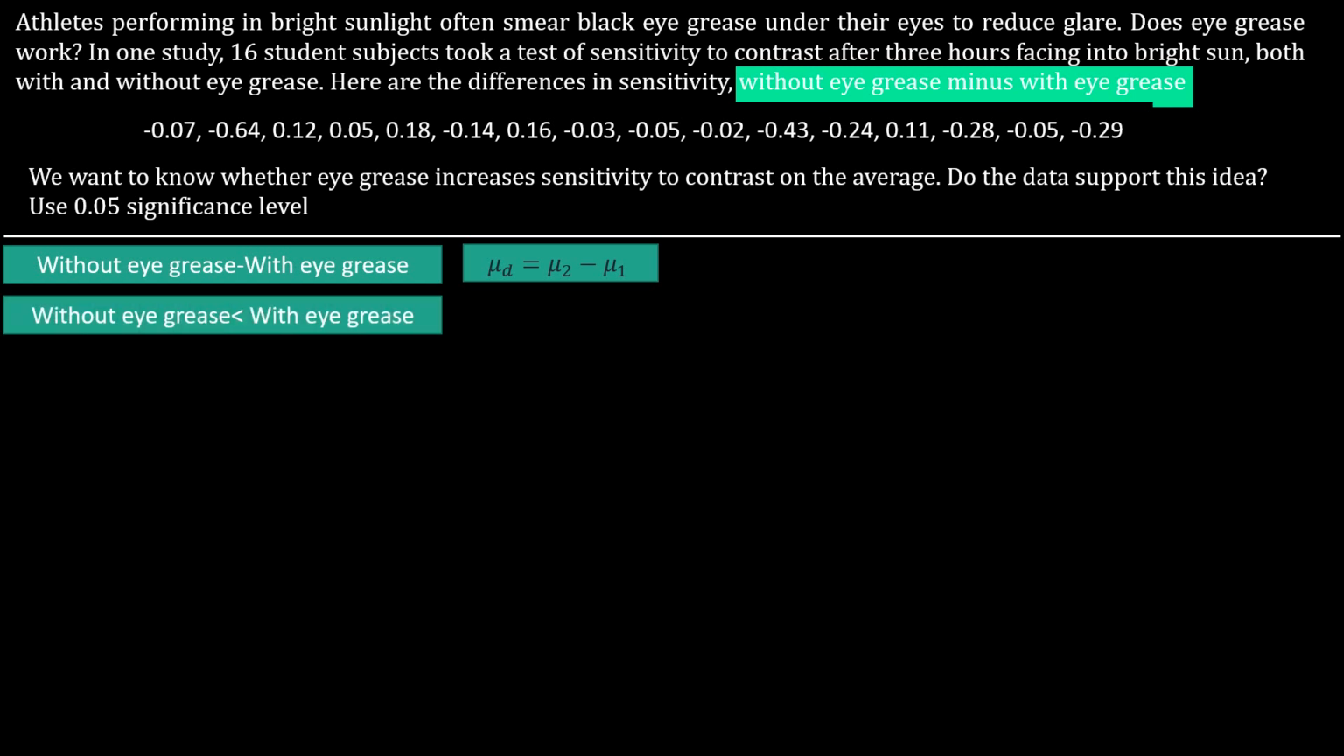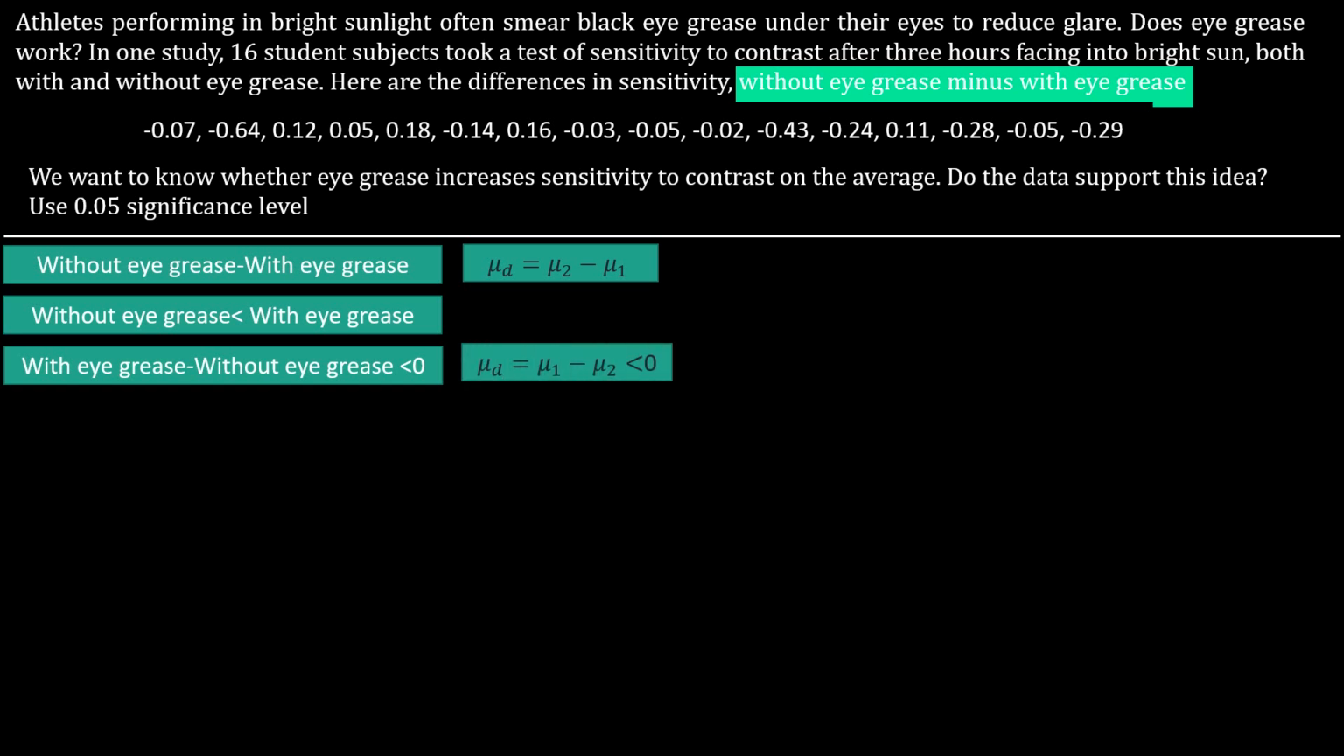You know, if eye grease increases sensitivity, again always with eye grease should be greater than without eye grease. That means with eye grease minus without eye grease should be less than 0. This implies mu1 minus mu2 less than 0. That means mu d, average of the differences, should be less than 0. Therefore, our hypothesis should be changed. What is that? Mu d equals 0 and in this case mu d less than 0.